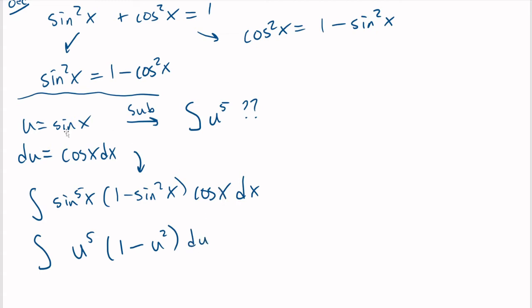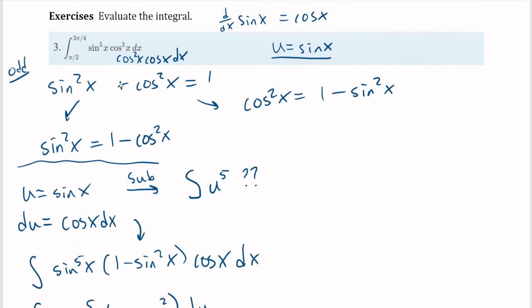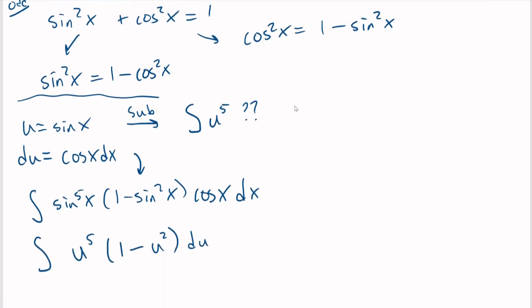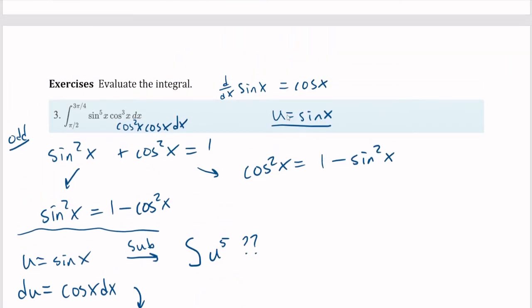We needed, because we chose sine here, we needed a single copy of cosine, right? A single copy of cosine to get absorbed into the du, which means any extra copies of cosine, we've got to somehow turn that into sine so we can u-sub it away. And we can do that because of the Pythagorean theorem. And hopefully you'll also see immediately why odd power is so important.